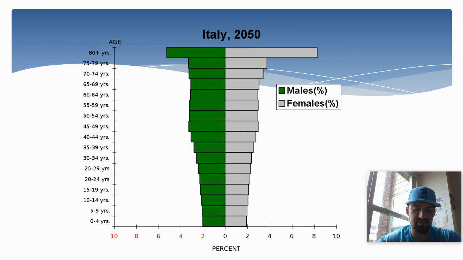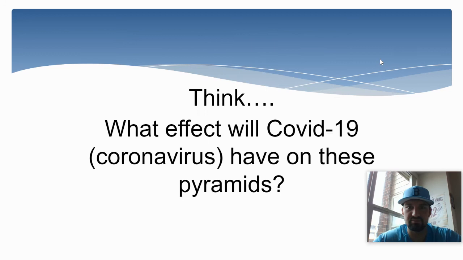All right, and these charts are from a few years ago. All right, they're not from 2020. They're a few years old. And so I want you to think here. Italy is one of the highest concentrations of coronavirus, COVID-19, on the entire Earth right here, right now. So what effect will COVID-19 have on these pyramids?